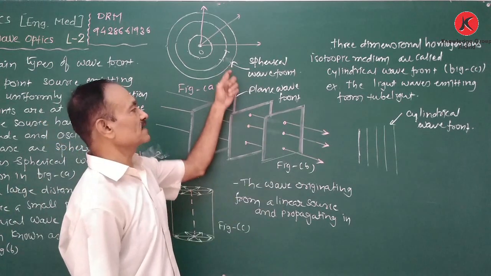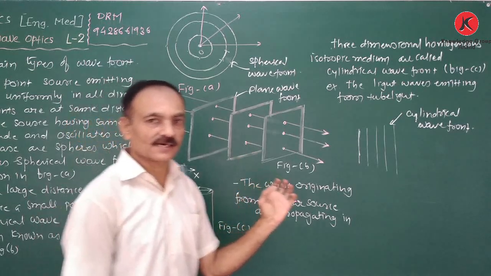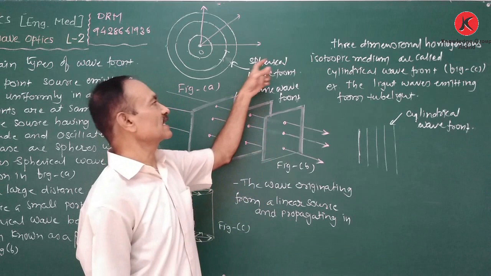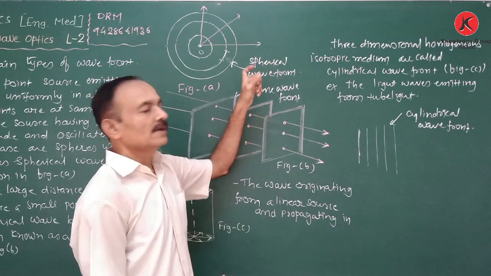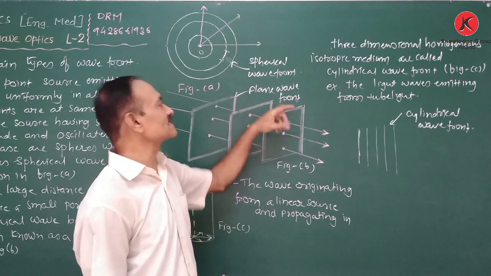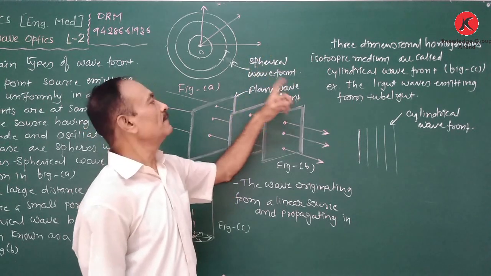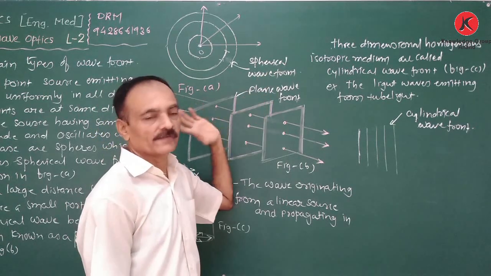Now, the example of the spherical and plane wavefront is the light rays, or the light coming from an electric bulb. These are examples of the spherical wavefront at a close distance from the bulb. But at infinite distance, the light coming from the bulb behaves as a plane wavefront.